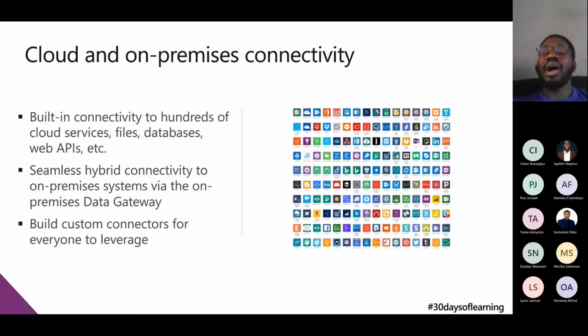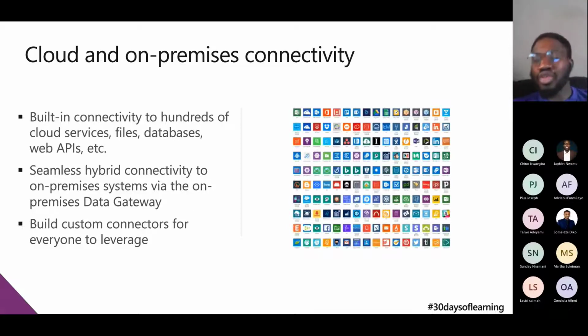What I'm trying to say is Power Apps makes it so easy. The fact that Power Apps is a cloud-based solution doesn't mean that it cannot connect with an on-premise solution, again, an on-premise server. All we need to do is download an on-premise data gateway. Once you have an on-premise data gateway, you can then connect to an on-premise server, right? So you can build in connectivity to hundreds of cloud service files, databases, web APIs, etc. That's the ones in the cloud. Then there is seamless hybrid connectivity to on-premise systems via the on-premise data gateway.